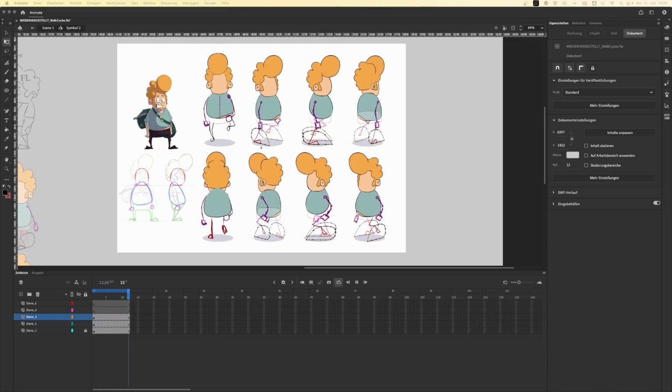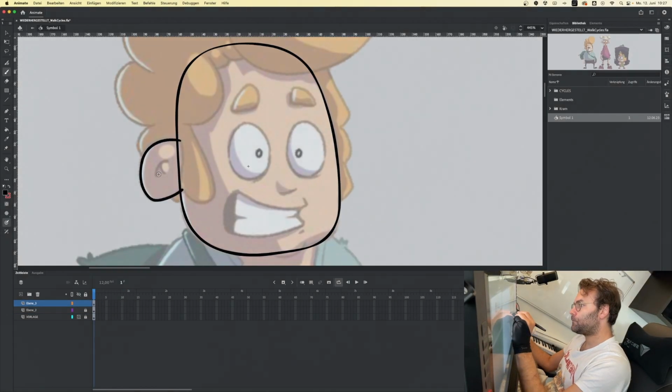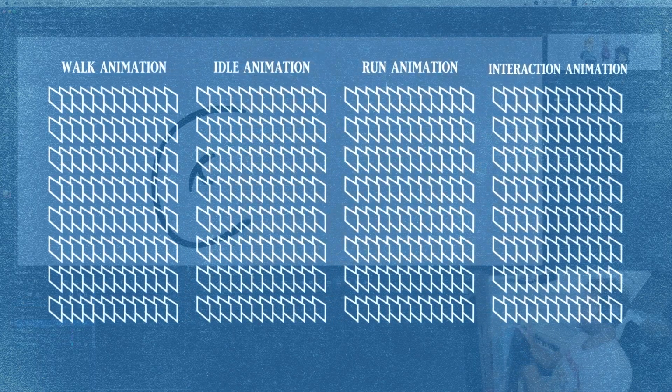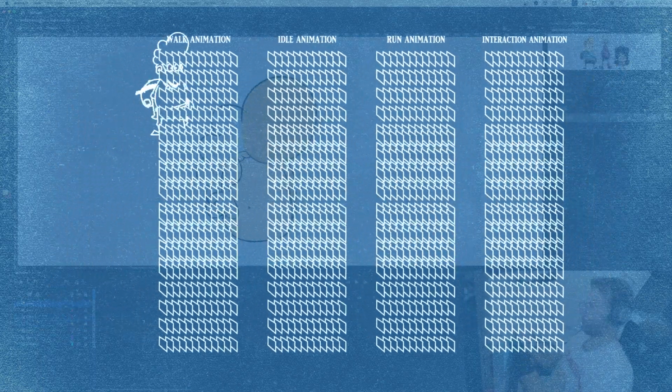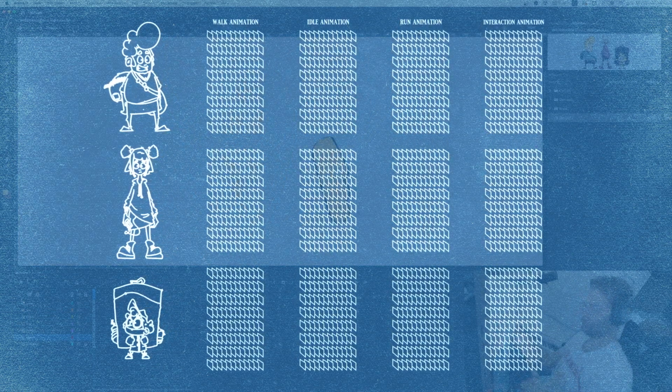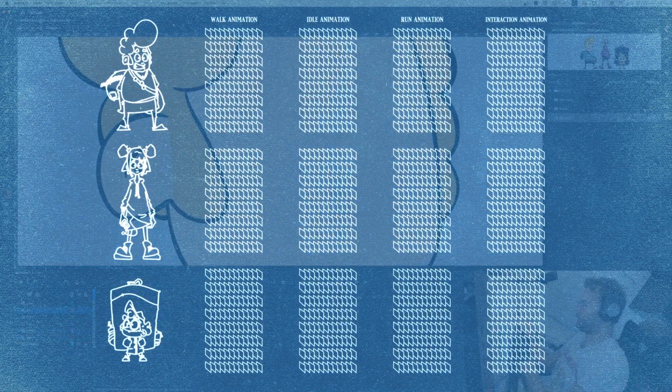Here it already becomes clear why a low frame rate is so important for a solo developer. A 12 frame long animation in 8 directions already results in 96 frames. And I need such animations not only for walking, but also for standing, running and interacting. And I want to implement the whole thing for 3 main characters. So only the most basic character animations for the game already results in over 1000 drawings.